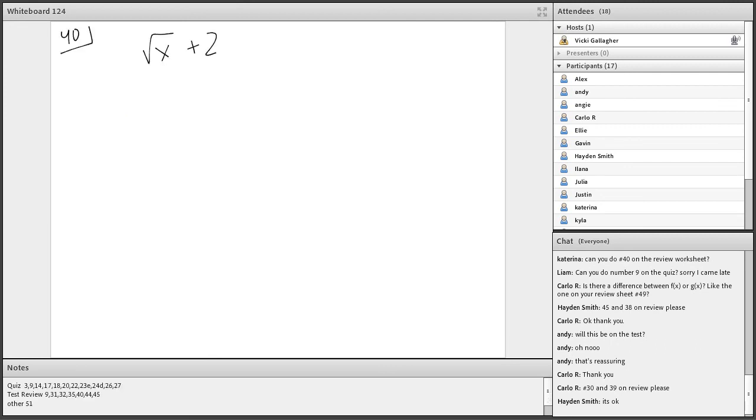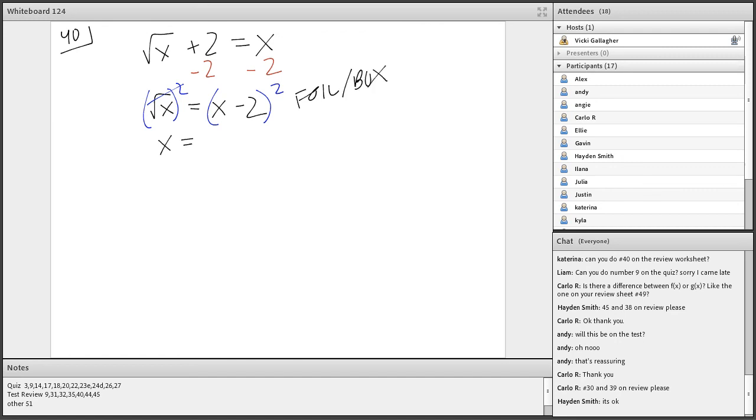Add x plus 2 equals x. So on this one, we want to get the rad x by itself, and that plus 2 is not underneath the rad. So I'm going to subtract that 2 to the other side to start with. And now that the radical is by itself, I can square both sides. And as has been a theme this whole night, you're going to FOIL or box the right-hand side. So write it out twice and figure out what that is. It's x squared minus 4x plus 4.